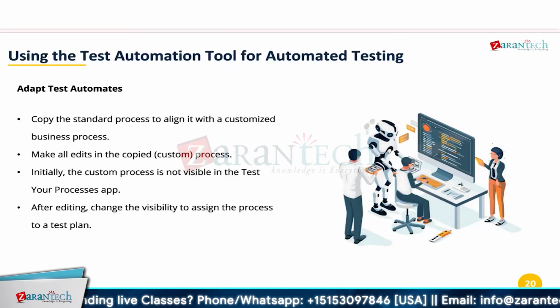Adapt test automates: basically copy the standard process to align it with the customized business process. Make all edits in the copied process, because when you copy it, you can modify it. So it becomes custom. Initially, the custom process is not visible in the test your processes app. So test your processes app.